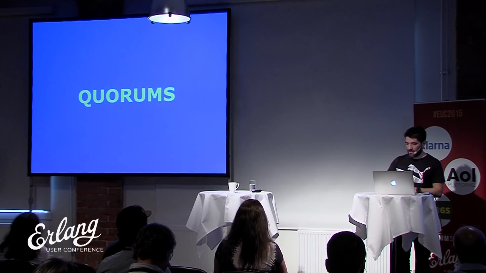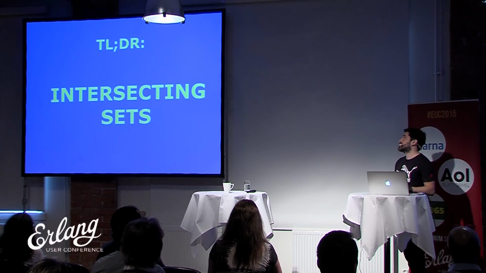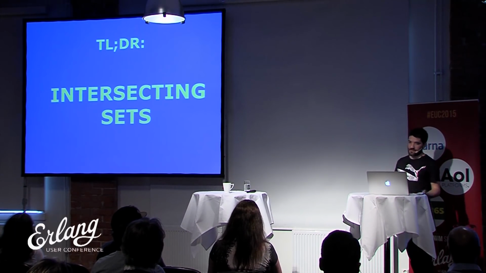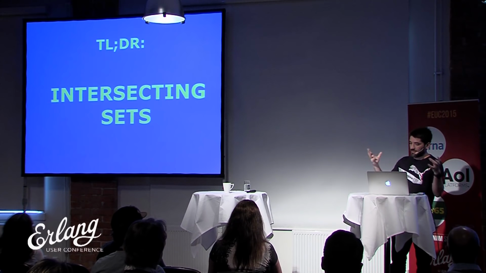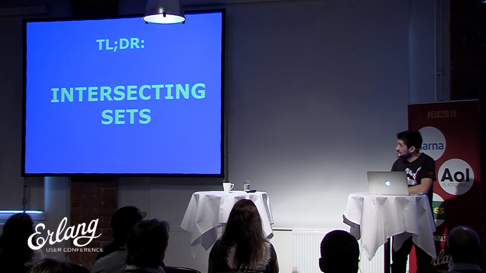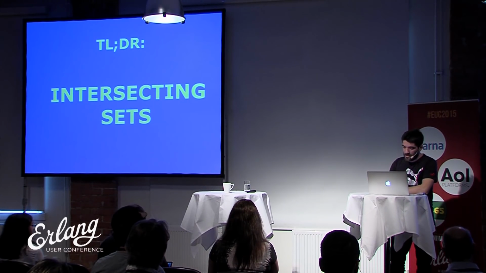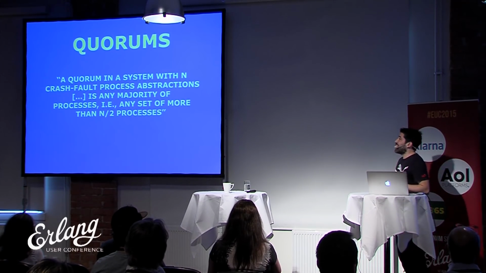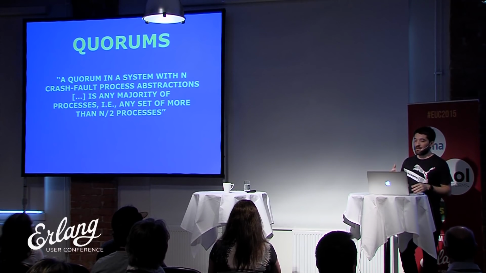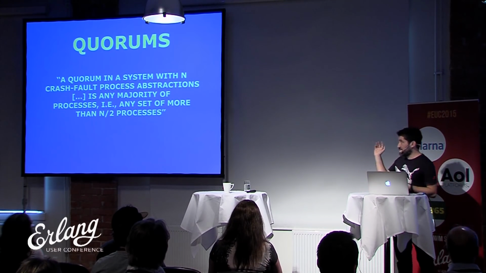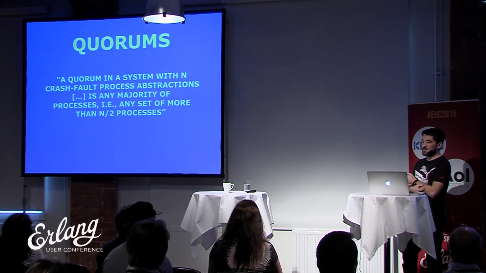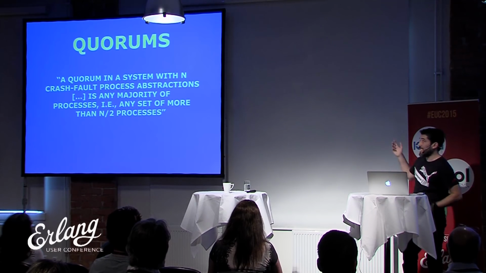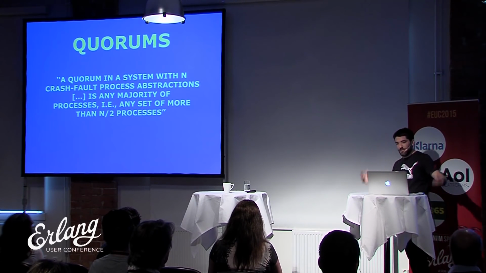Quorums. This is quite simple. Long story short, intersecting sets. If you have sets that at some point have a common process, then you have a quorum. A quorum in a system with n crash-fault processes, for example, is any majority of processes. For example, more than half. What does this even mean again?